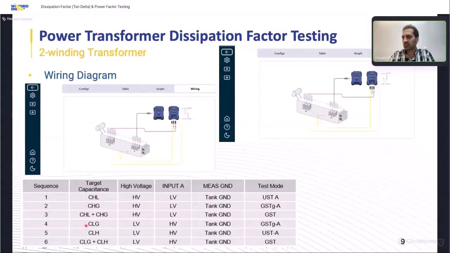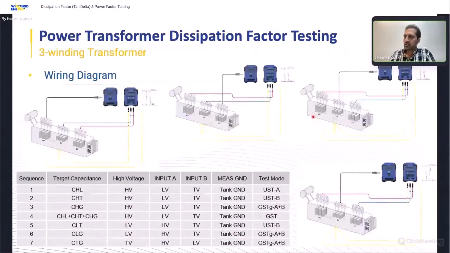In Kaplan 12 software, we have a dynamic wiring for power transformer dissipation factor testing. For example, if we want to measure CLG, the software shows us to connect the 12 kV output to LV, then input A to HV, and the measurement mode is automatically selected by the software. So if I change it to CHL, for example, or CLH, the wiring is automatically and dynamically updated in the software.